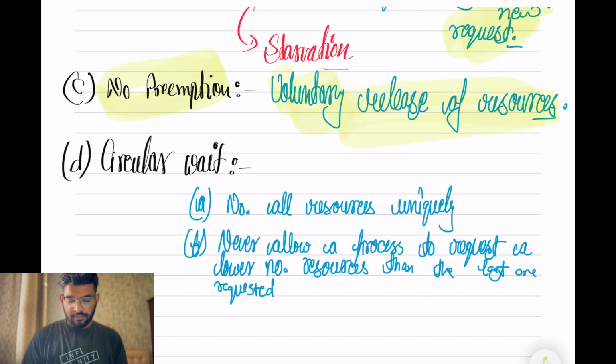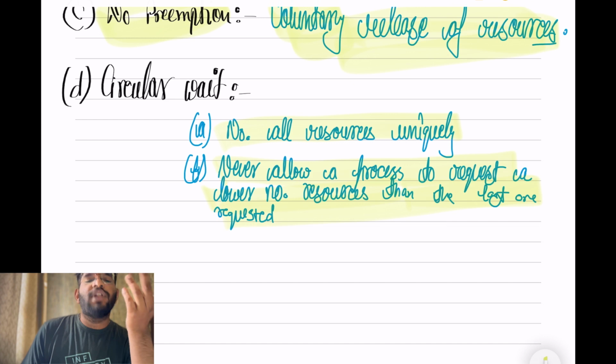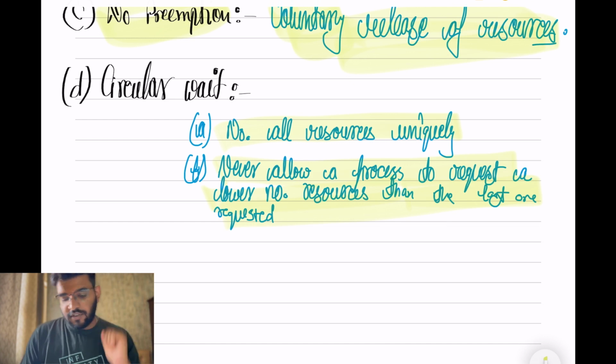Circular wait. How to deny circular wait? First of all, number all resources uniquely. Second, never allow a process to request a lower numbered resource than the last one requested. Like if we number all the resources from R1 to R10, and there is a process P1 which is currently using R3, then it is only able to request resources numbered greater than 3, like resource R4 and so on. It will not be able to request resources R1 and R2. This way we can deny circular wait.